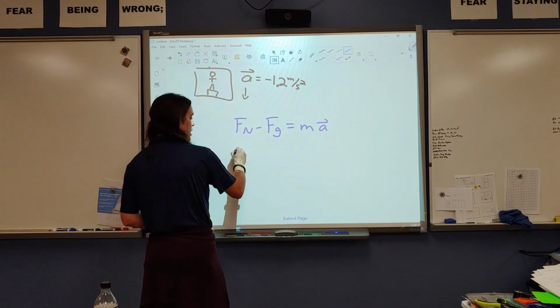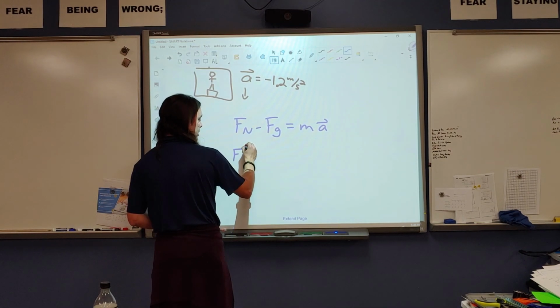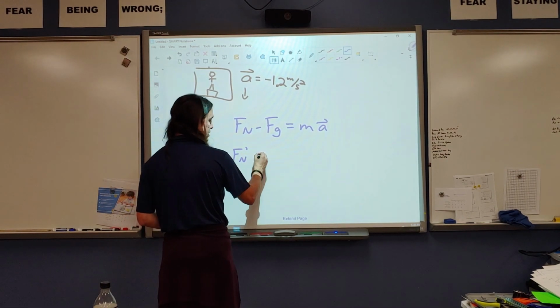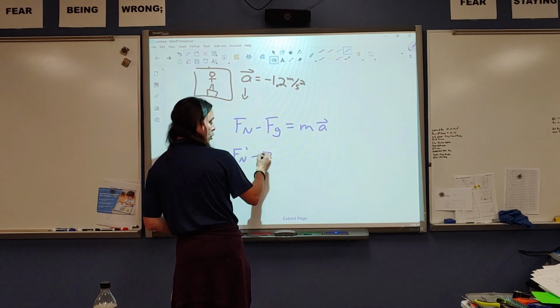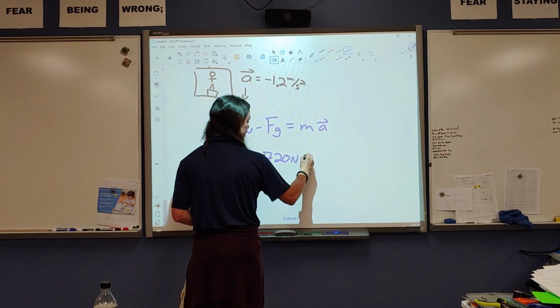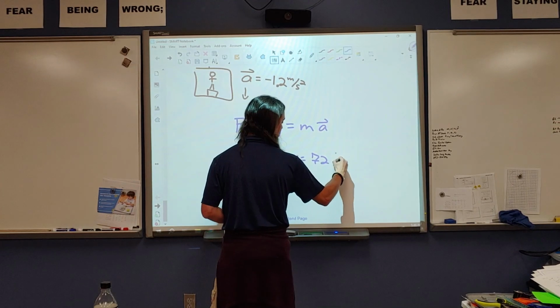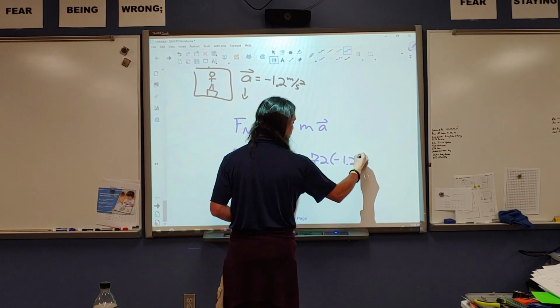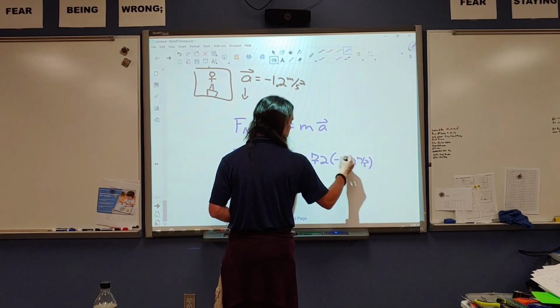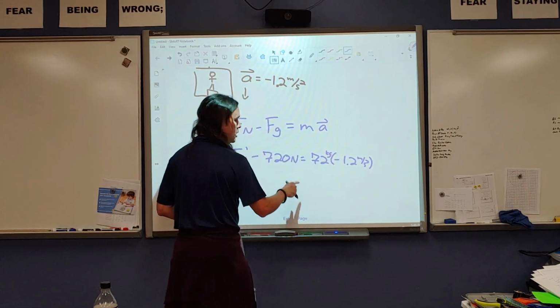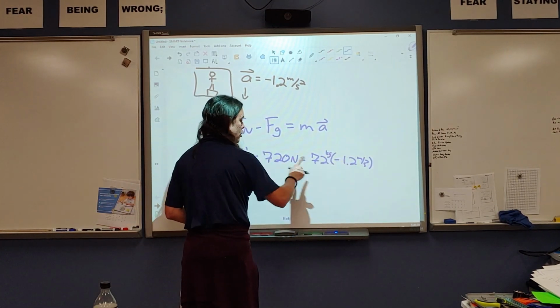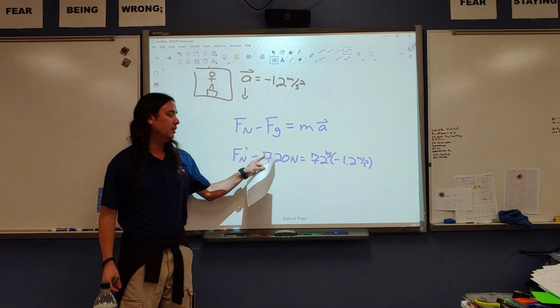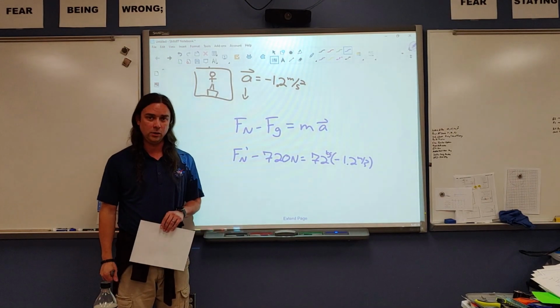Same with the forces. So we would have our new normal force, I could call that Fn prime, we're going to see that more as we go through, but would be Fn prime, our new normal force, minus 720 newtons is equal to 72 kilograms times negative 1.2 meters per second squared. Multiply these out, and now this will be a negative number. When you add this over, we will have a normal force less than 720 newtons.